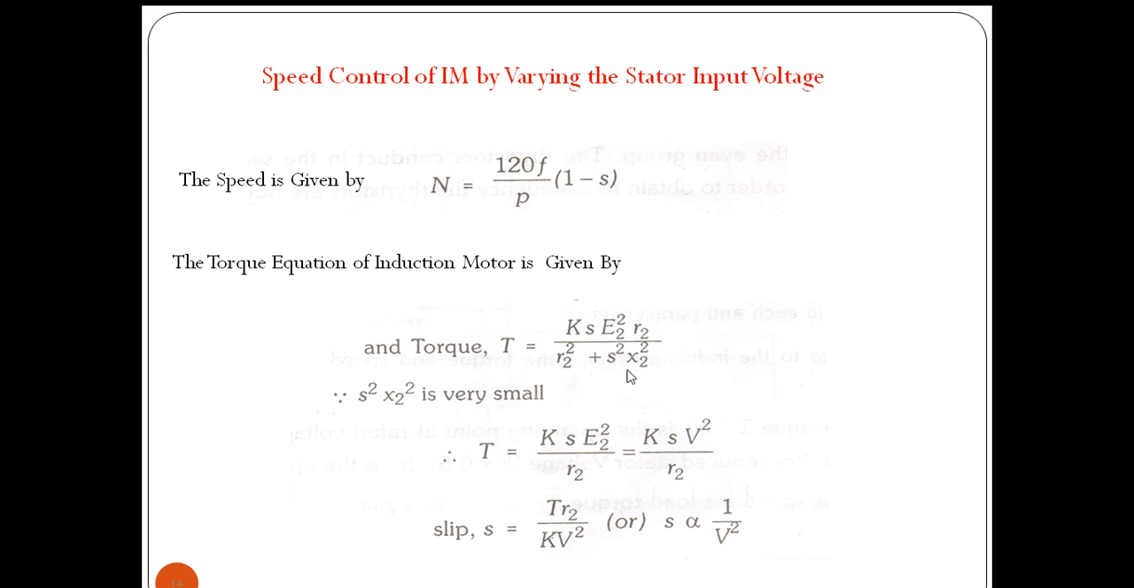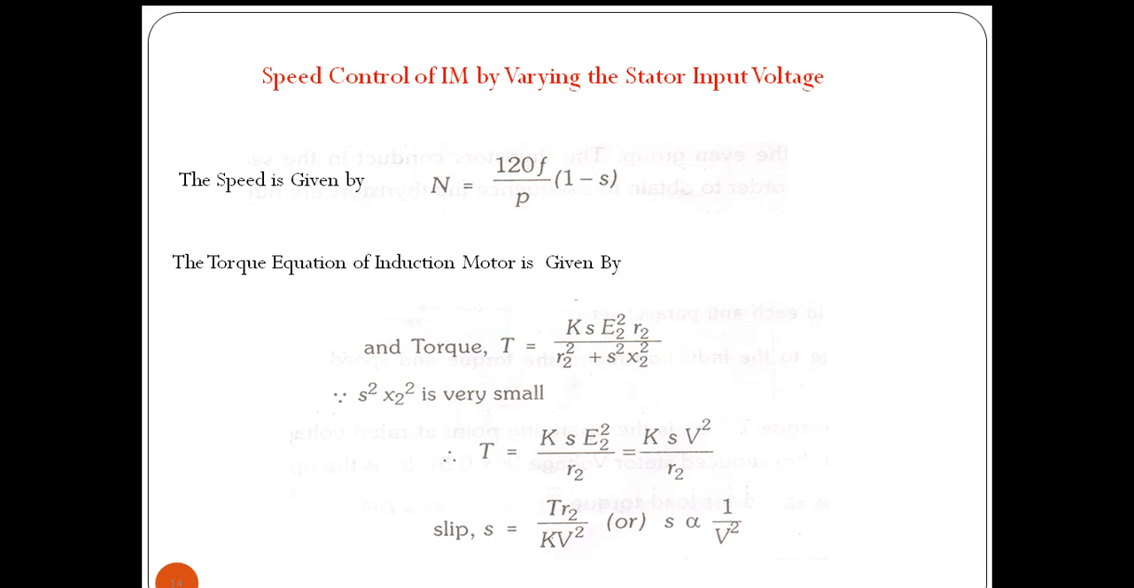and we will write the torque expression as T = k s E2² / R2. So this R2 and this square will get cancelled. This we can rewrite as T = k s V² / R2. So from this we can write the expression in terms of slip: slip s = T R2 / (k V²).